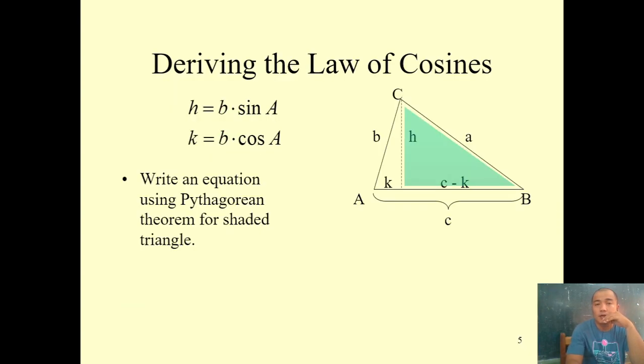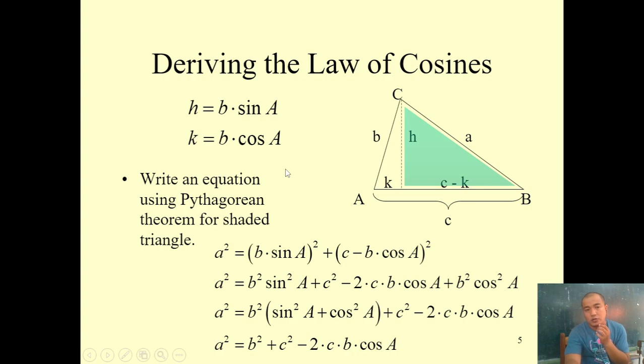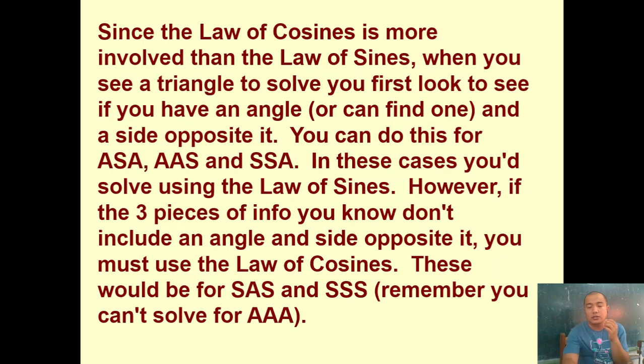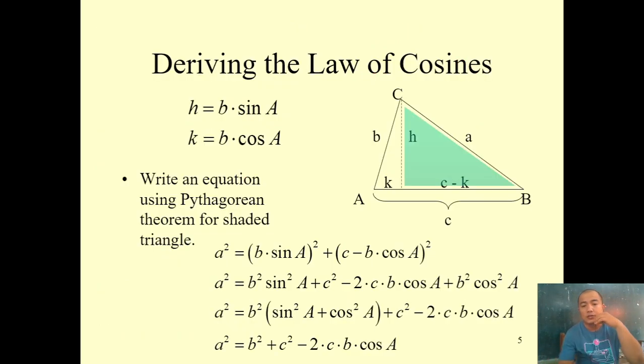So, deriving the law of cosines. We have here H equal to B times sine A, and K is equal to B times cosine A. Then write an equation using the Pythagorean theorem for the shaded triangle. So that's how we come up with the cosine law, or the law of cosines.